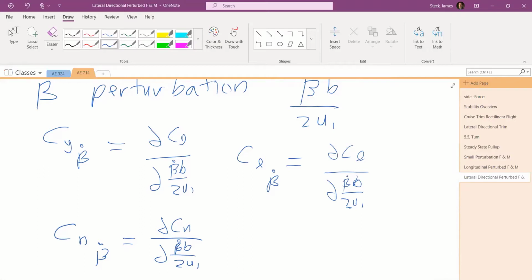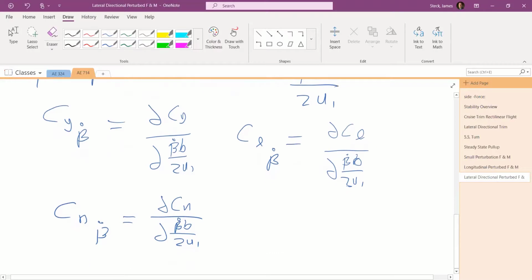When you look up a value for this and you multiply it by something to get the total yawing moment, for example, you need to multiply it by beta dot b over 2u1. If you go back to that matrix in the book, you'll see that automatically. So this is column 2 in that matrix.